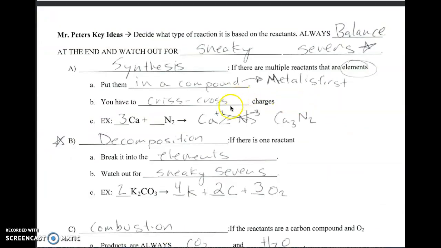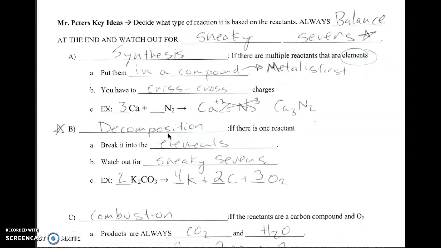And when I crisscross, the charge from the Ca goes down and the charge from N goes down. I want to balance the charges. So I got +6 on this side and -6. 3 times +2 is +6. 3 times -2 is -6. They're balanced. And I just have to go back and balance. And I'm not going to talk about that here.